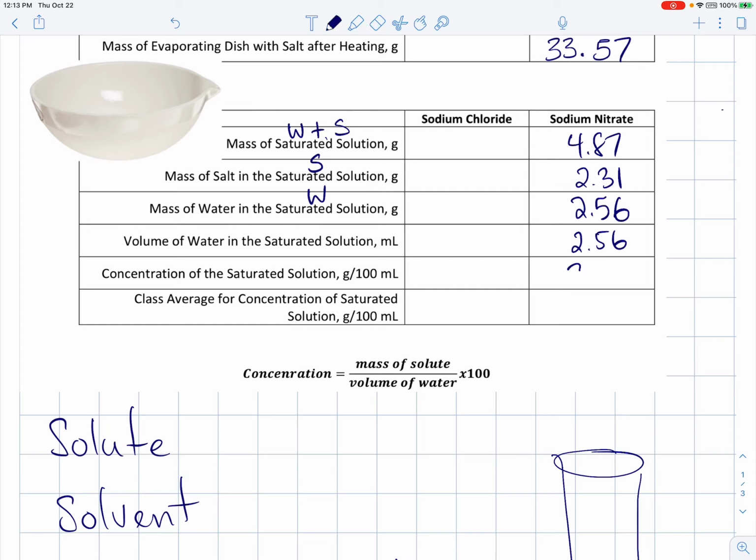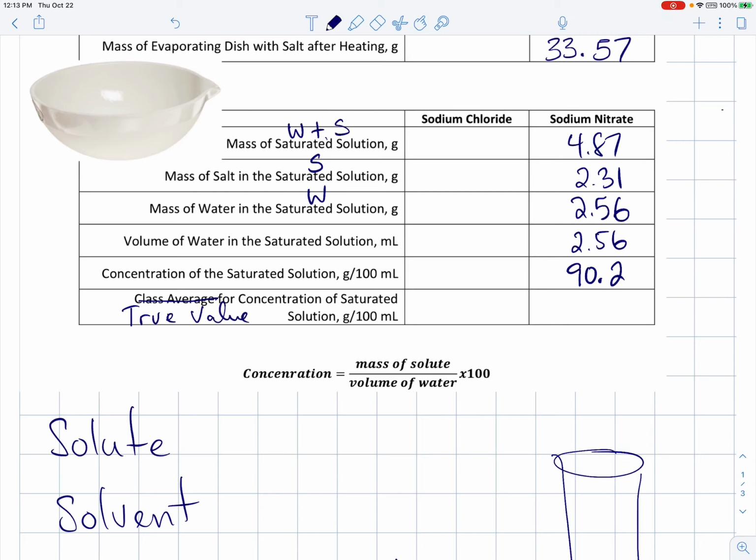I'm following my rules for significant digits. 90.2 grams per 100 milliliters. When we multiply by 100, it gives us per 100 milliliters of water. Now the next line of the table says class average. I'm not going to do a class average, so let's cross that out. Let's put the true value.